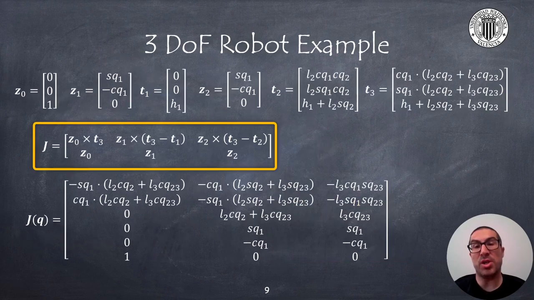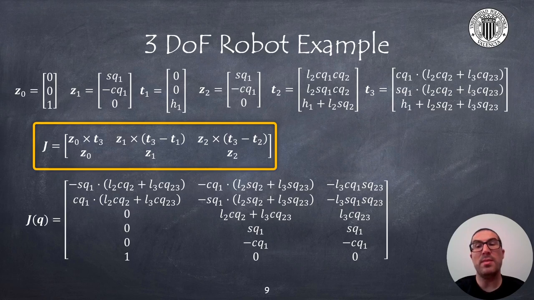Therefore, the Jacobian matrix for this particular robot with three revolute joints will be computed as indicated in the highlighted expression. The vector Z0 is by definition the vector [0, 0, 1]. After some basic trigonometric formula manipulation, we can obtain a closed form expression for the robot Jacobian, as you can see.